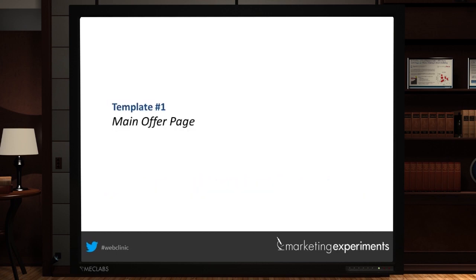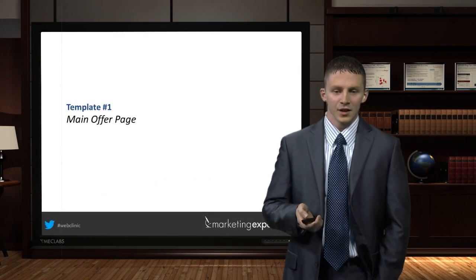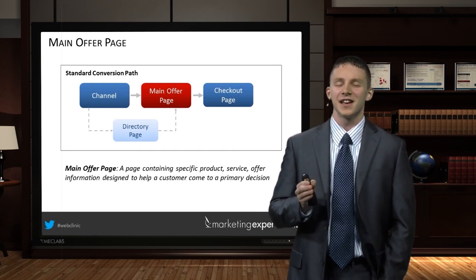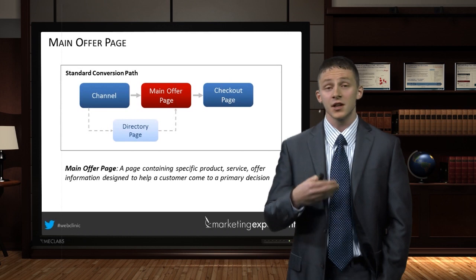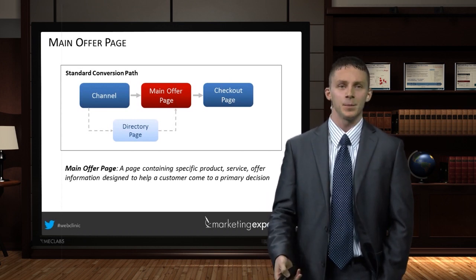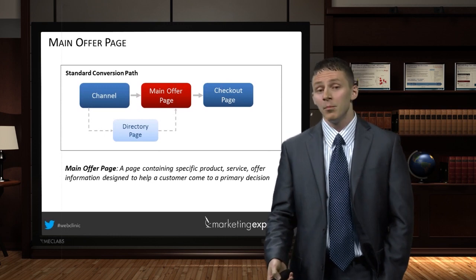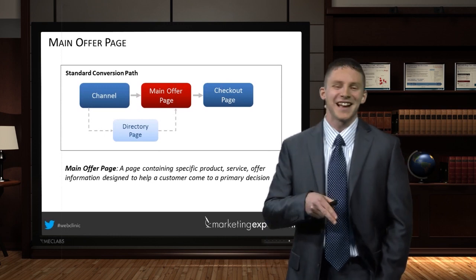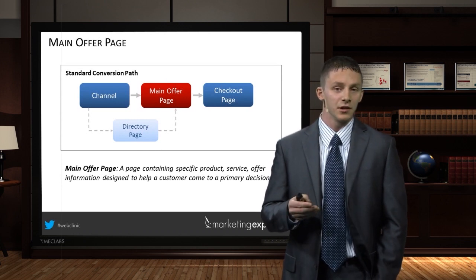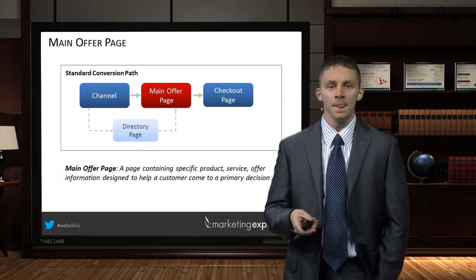I'm going to call it the main offer page. Now, the main offer page, visitors can get there multiple ways. Sometimes they come straight there from the channel, an SEO landing page, even a PPC landing page, right? Some navigate through your site to get there, i.e. directory pages, which we will discuss later in the clinic, okay?